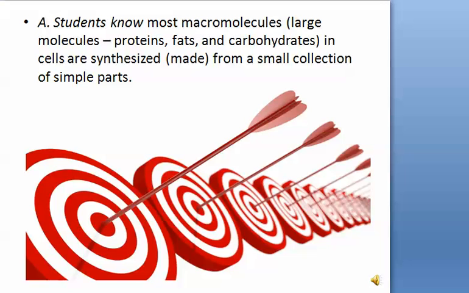Here's our target. Students know most macromolecules, proteins, fats, and carbohydrates in cells are synthesized from a small collection of simple parts. So same one as yesterday, only we're concentrating on fats. You'll see how the small parts of fats make bigger things of fats. So go ahead, put that at the top of your page. Make sure you've got your heading, left side, right side. Go ahead and do that right now.